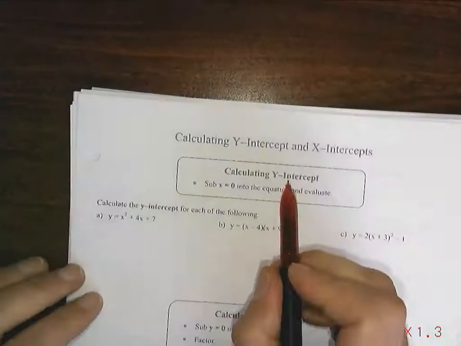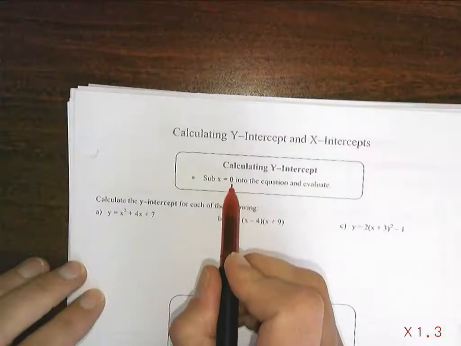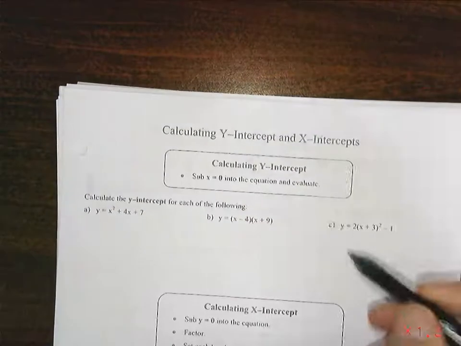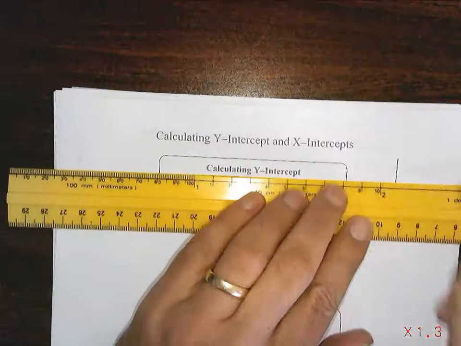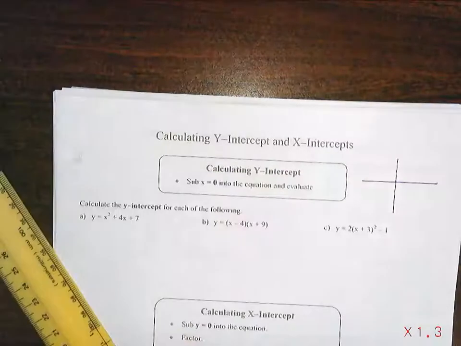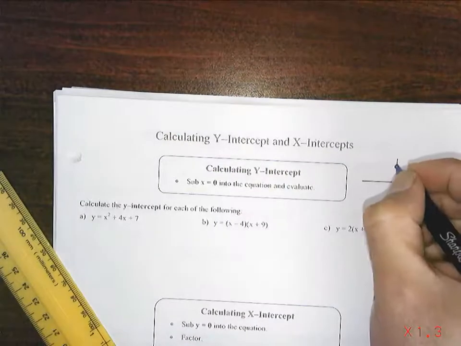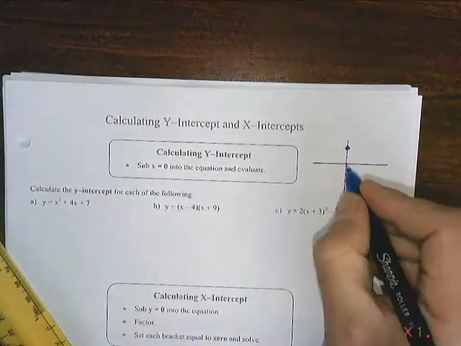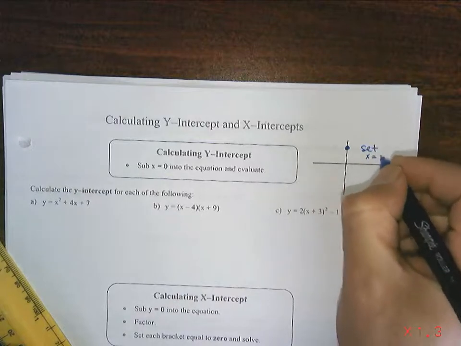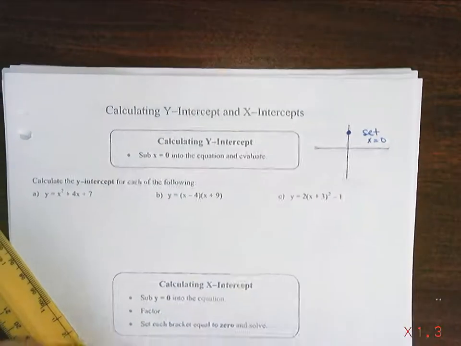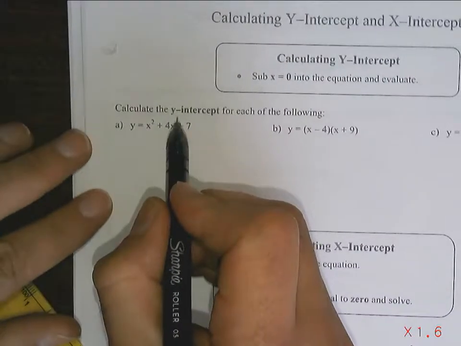Calculating the y-intercept. Sub x equals 0. Let's remember why we're subbing x equals 0. Because for a y-intercept, gosh darn it, kids, a y-intercept must have x equals 0. Otherwise, it wouldn't be on the y-axis. So let's do a couple of these questions. Calculate the y-intercept of the following.